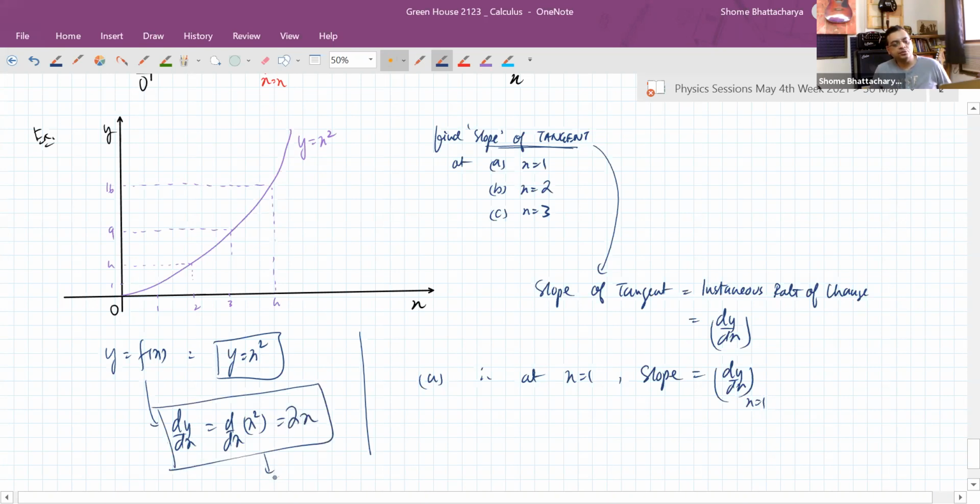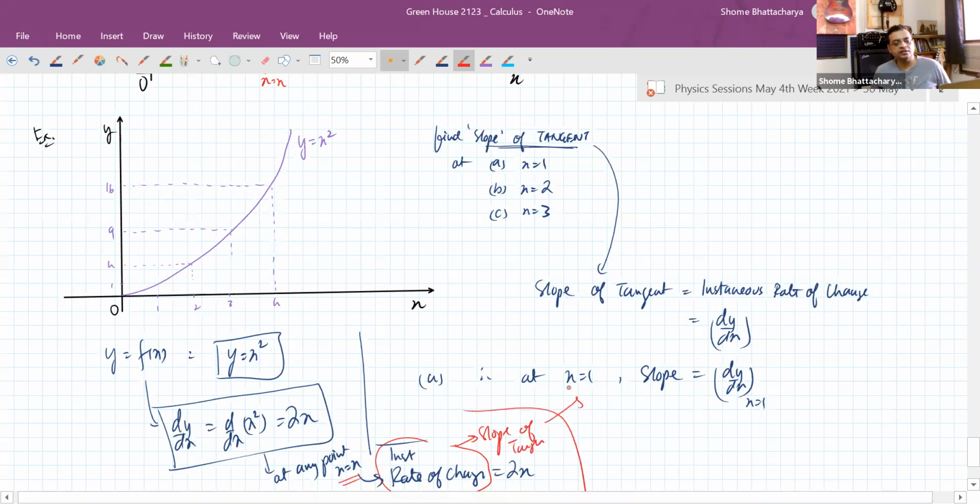So what is the meaning of this? That at any point x equal to x, the instantaneous rate of change, its value is equal to 2x. So what is this instantaneous rate of change? This only is the slope of the tangent, but at a general point x equal to x. At a specific point x equal to 1, it will be the value of dy by dx, 2x only, but at the specific point x equal to 1. So that will be how much?